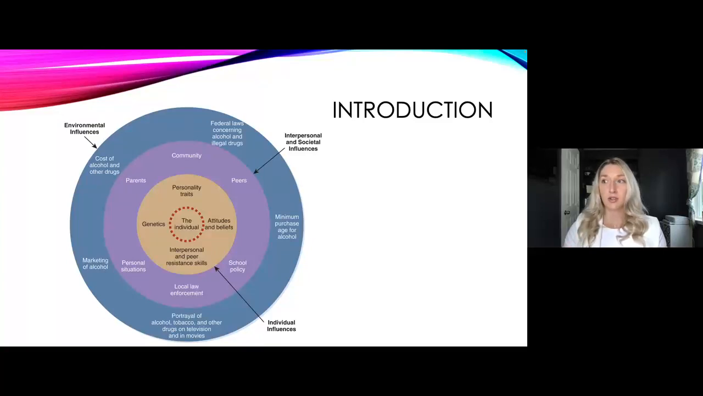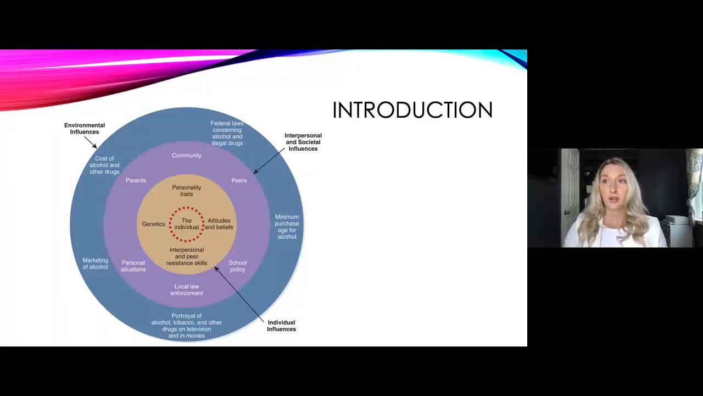So if we come out to the next circle, we see here we have their parents. These are external factors that are now going to influence the individual. So these are your interpersonal and societal influences. So your peers, your community, personal situations that you're in, local law enforcement and how they respond to drug use and abuse, and even school policy. So where it has attitudes and beliefs within the individual circle, that can be one's individual attitudes and beliefs towards drug use. But when you come into the interpersonal and societal influences, it can also be the community's attitudes and beliefs towards use, or your parents' attitudes and beliefs.